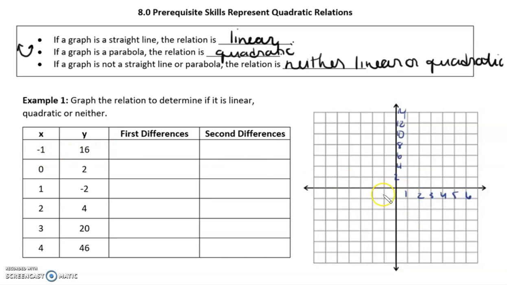Okay, so -1 and 16. 16 is a little bit off our graph. 0, 2, 2, 4, 3, 20. And that's going to be way up here. Okay, and then 4, 46.